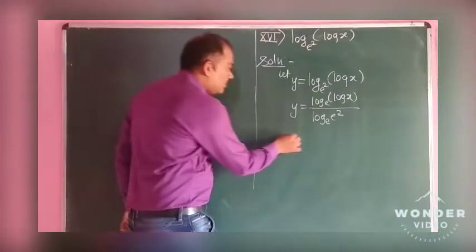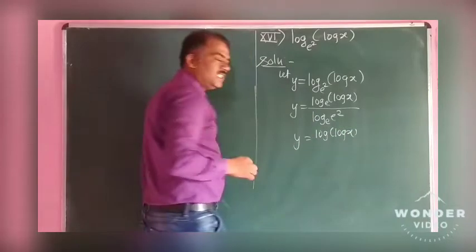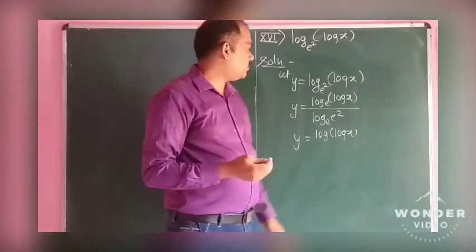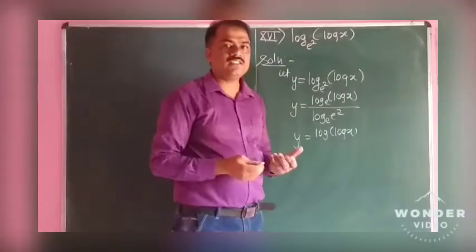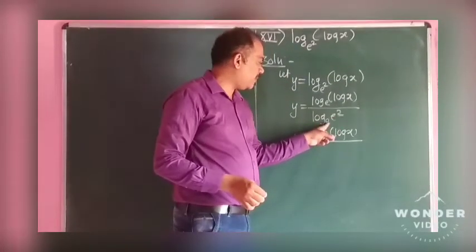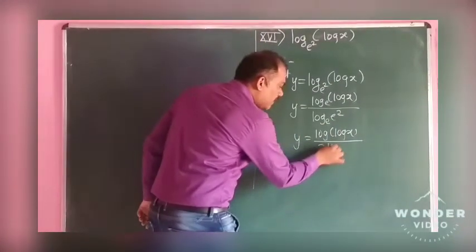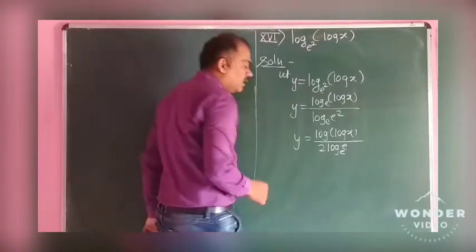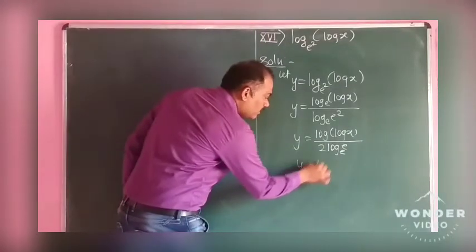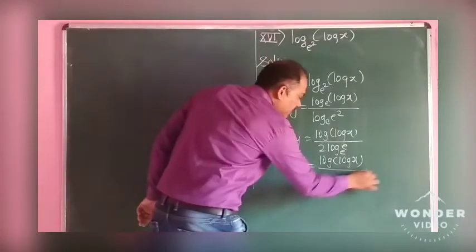Okay, that is y is equal to log of log x. If the base is e, the natural base, sometimes we write the base as e, or we may not write it; it does not matter. Divided by log of e square to the base e. Again by using the laws of exponents, this 2 is multiplied to the log, that is 2 times log of e to the base e. We know that the value of log of e to the base e is 1, so we can write y is equal to log of log x divided by 2.